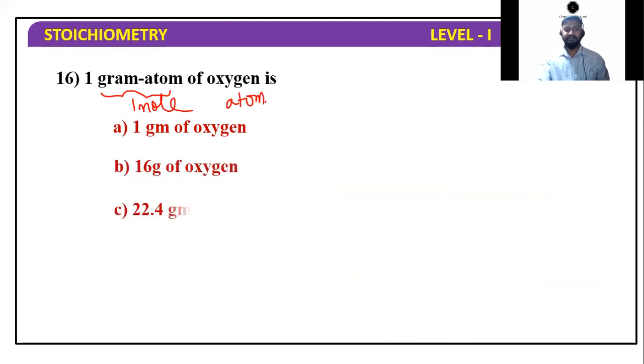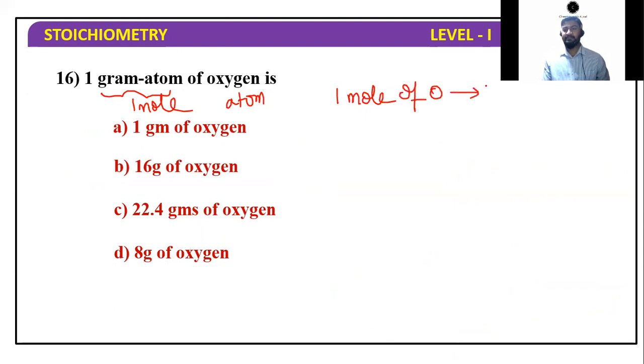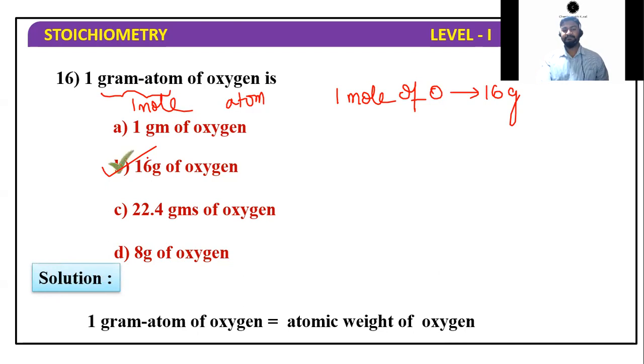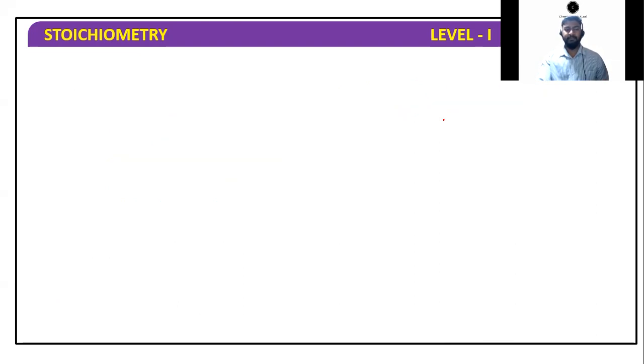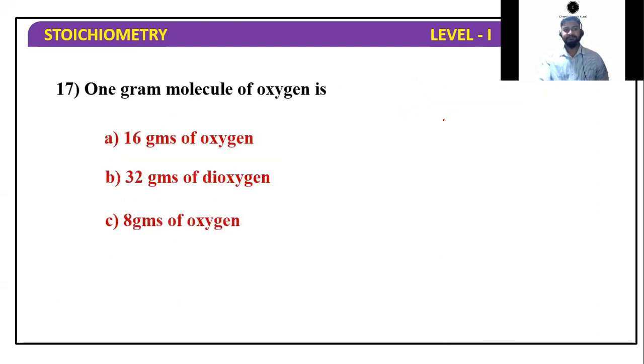Let's see what the question is saying. What does it mean? See, 1 gram atom means 1 mole. 1 mole of oxygen means, what is the mass? That will be 16 grams. The answer is B. Excellent. That's the atomic weight, which is 16 grams. 1 mole of oxygen atom means what? 16 U is the mass of one oxygen atom. 16 grams is the mass of one mole of it.